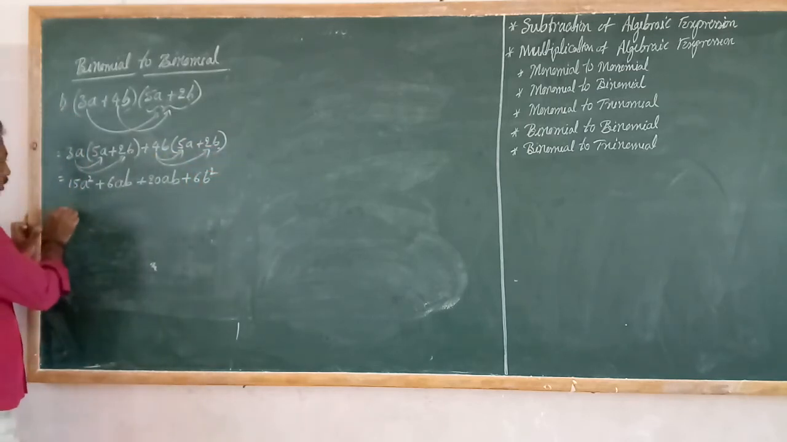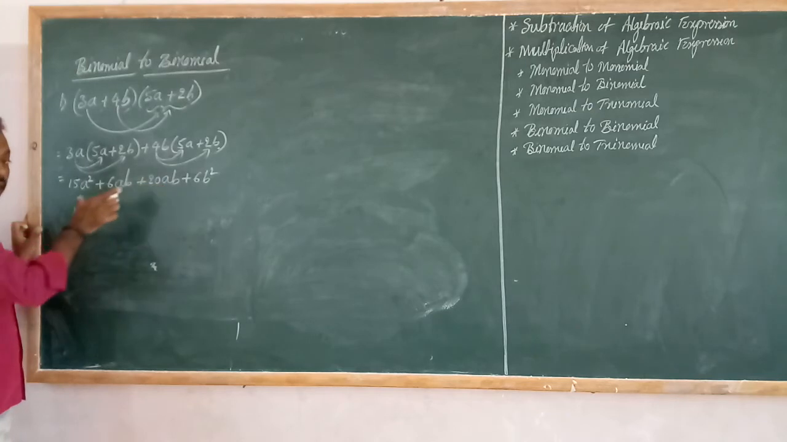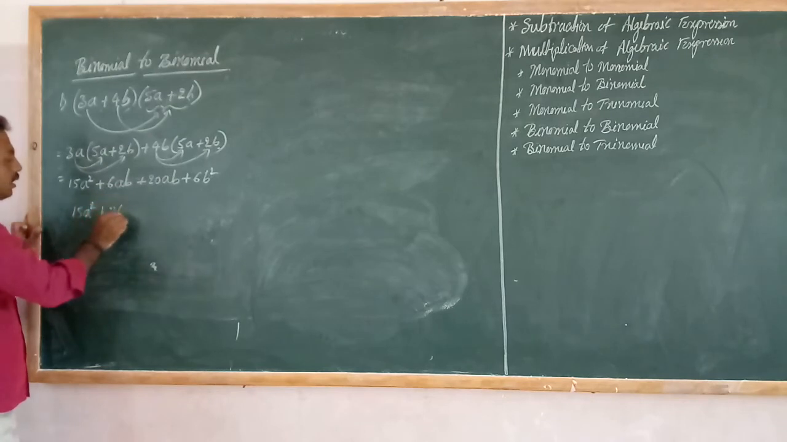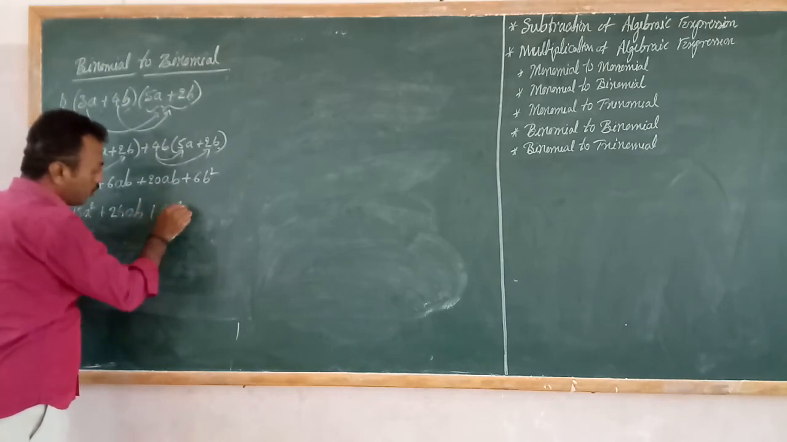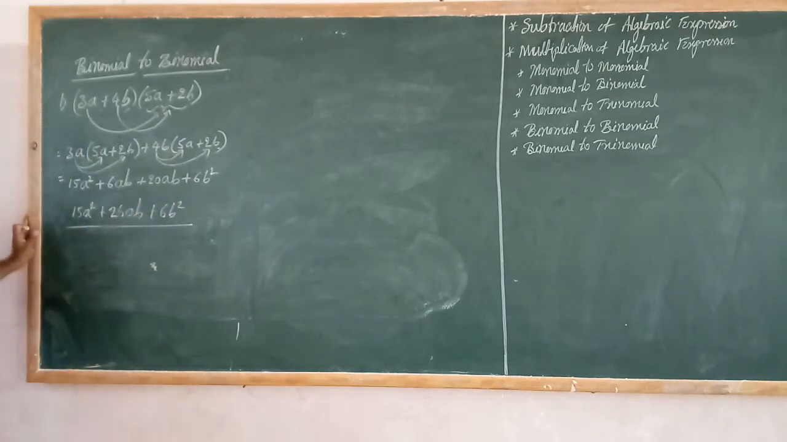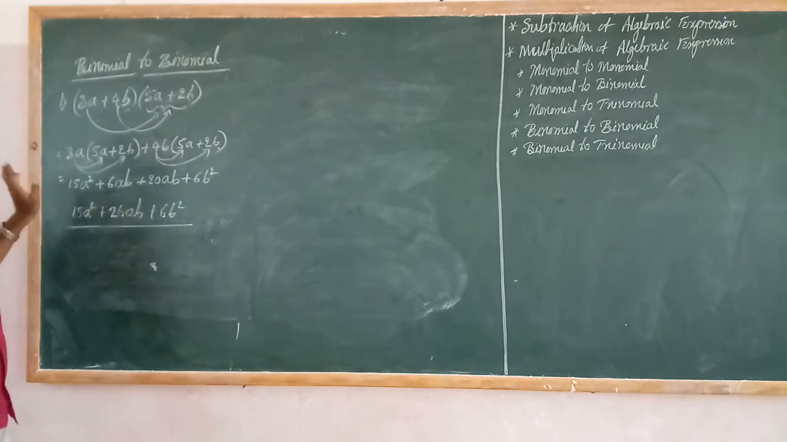Okay. So next, 15a square as it is. So 6ab and 20ab, these two are like terms. So that's why we can add these two terms. It becomes 20 plus 6, 26ab. After that, plus 8b square. So this is the product of 3a plus 4b and 5a plus 2b. So this is binomial to binomial. So let us take one more example.